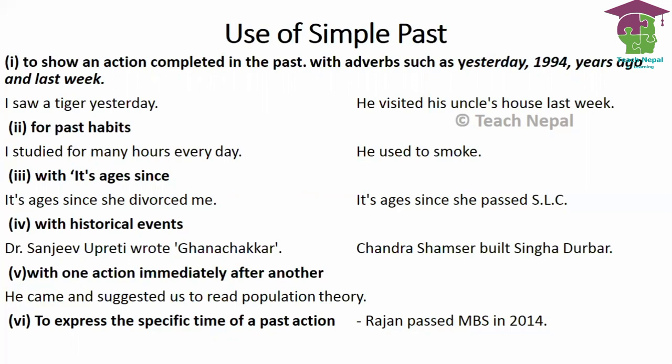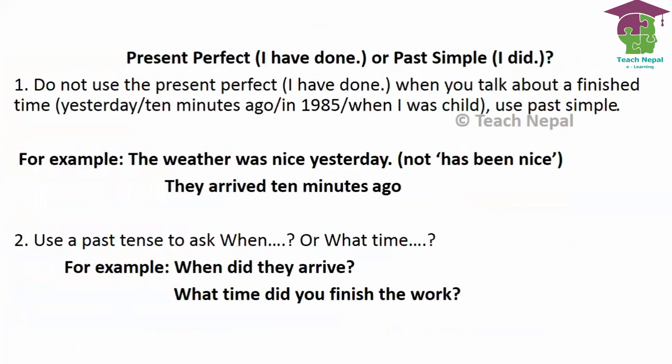I've given you the examples also on the right-hand side. Please go through these things. Next, present perfect, I have done, or past simple. It might be confusing which one to use. It means do not use the present perfect, I have done, when you talk about a finished time.